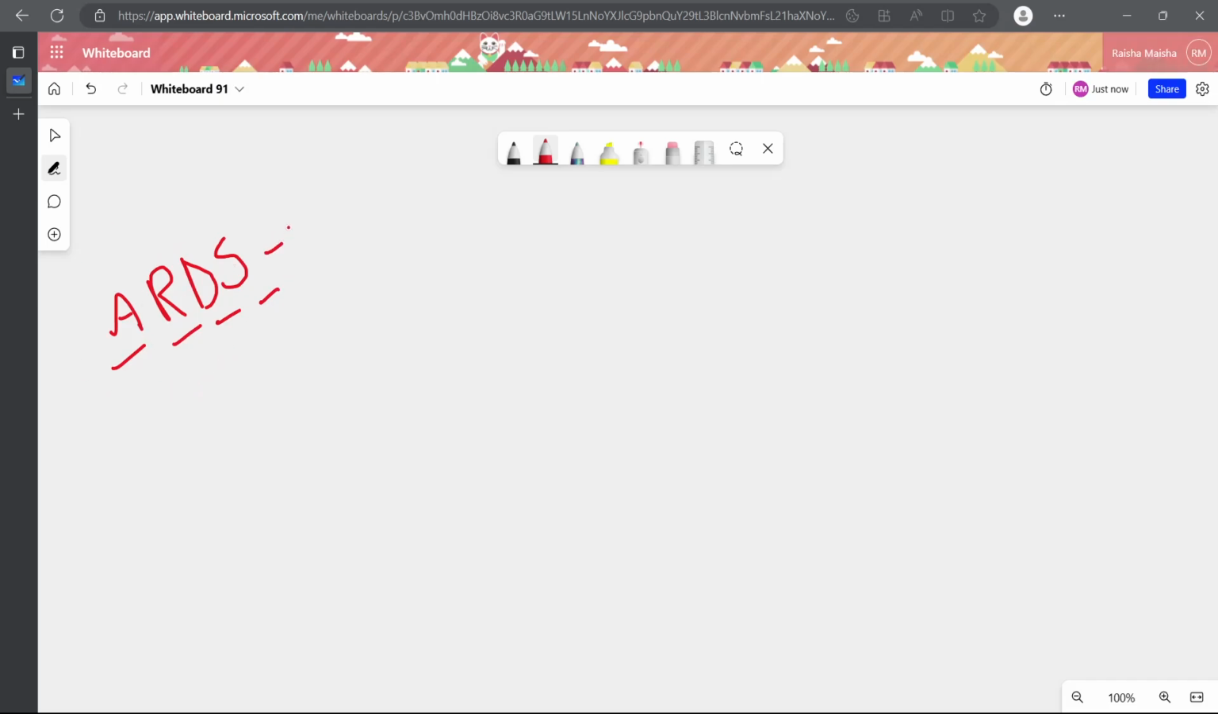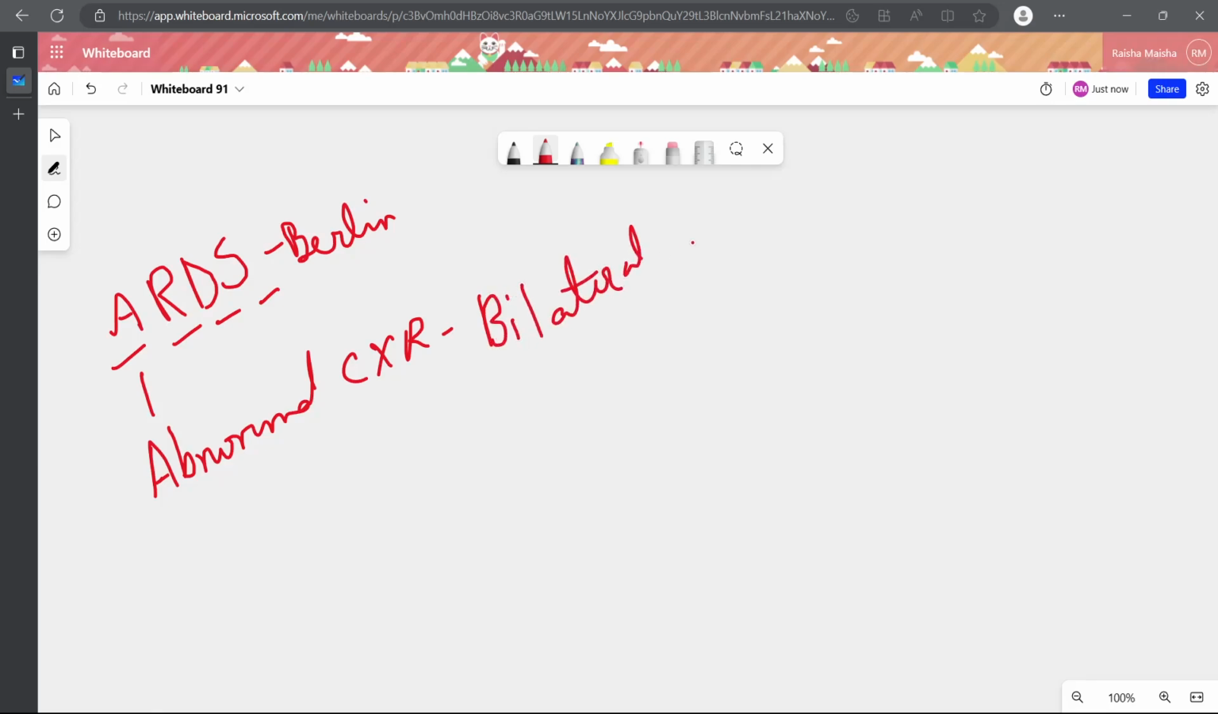In here there is a criteria called the Berlin criteria, but apart from remembering those criteria via textbook knowledge, you can easily remember via a mnemonic, that is ARDS. First, abnormal chest x-ray. What does it stand for? There is bilateral lung opacity.